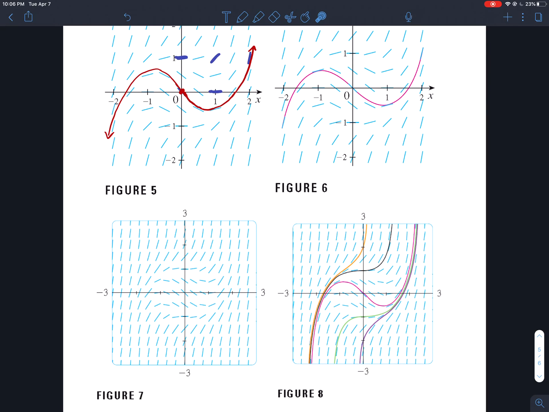And then they're drawing actually a couple of different members of the same family of solutions. So this would be saying, for instance, that if the point 0, 1 was on the curve, then you would get this curve. If the point 0, 2 was on the curve, you'd get this curve, and so on and so on. You can get different curves if you change the initial condition.